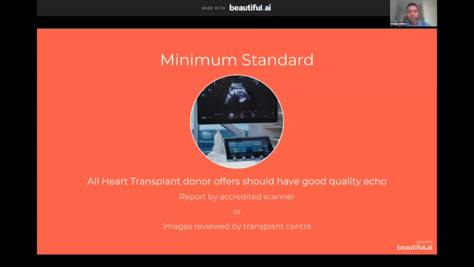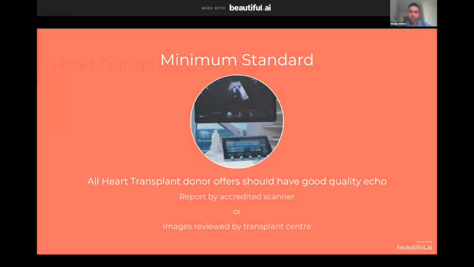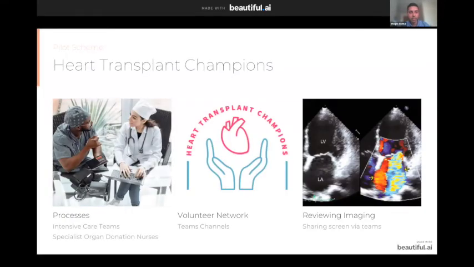And we said the minimum standard, we wanted everyone to have an echo, but then also if it was a level 1 scanner, to have the images reviewed by a transplant centre. And to this extent, we developed the Heart Transplant Champions program. The program involved liaising between the transplant and donor hospitals to understand the processes where there were barriers to echocardiography with the intensive care teams and SNOD teams. We developed a volunteer network through Teams. Microsoft Teams is universally available in the NHS.